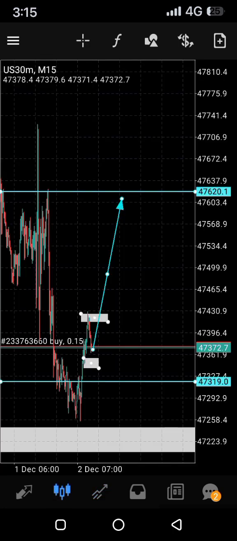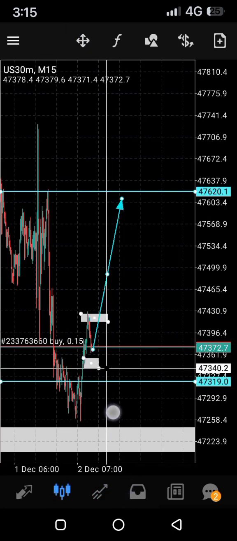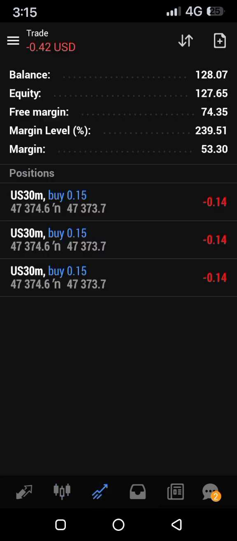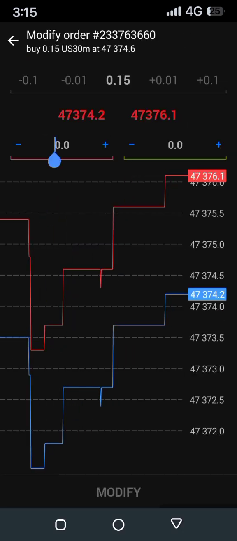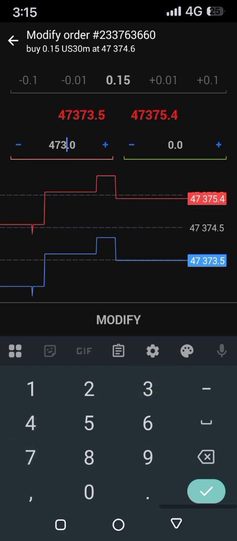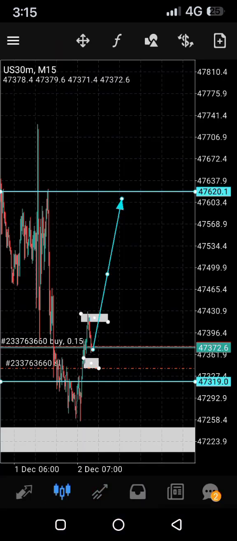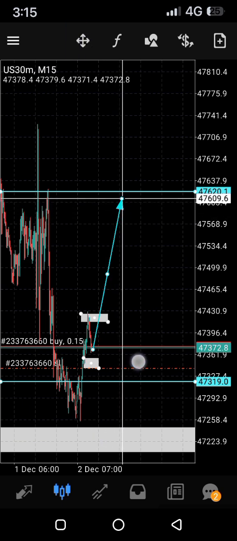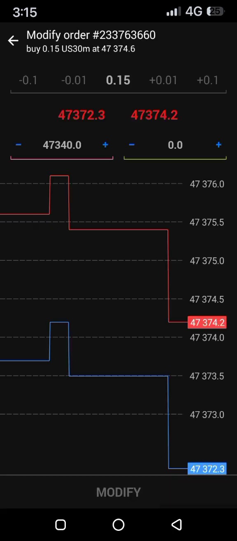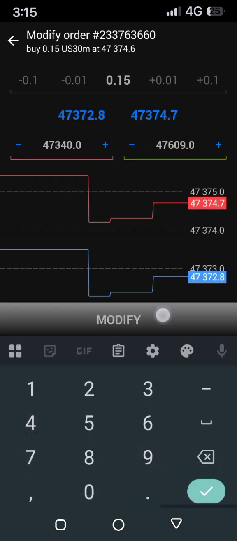Okay, so my stop loss, for people who want stop loss, you can put your stop loss underneath this low here. So it will be 47,340. Okay, 47,340, that could be a good stop loss. Then for TP, you can just put your rectangle over here. This could be a TP at 47,609. Okay, so 47,609, that could be a good TP. Okay, simple as that.